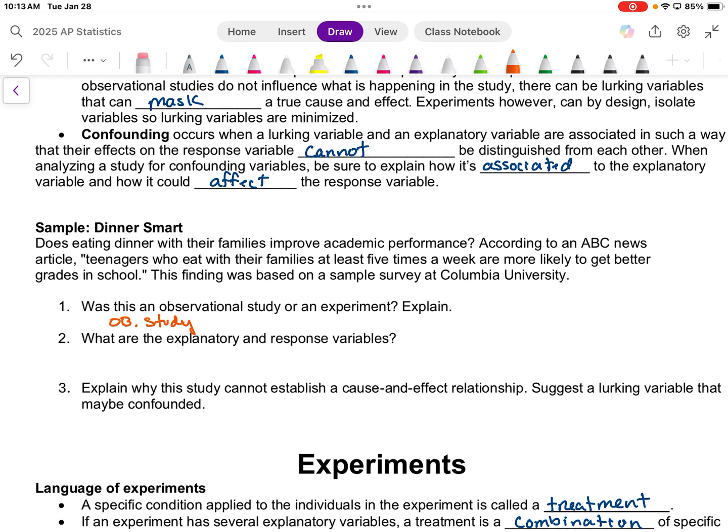They didn't impose a treatment, did they? No, they didn't assign people to eat together certain days a week and so forth. This was a survey. No treatments were involved.